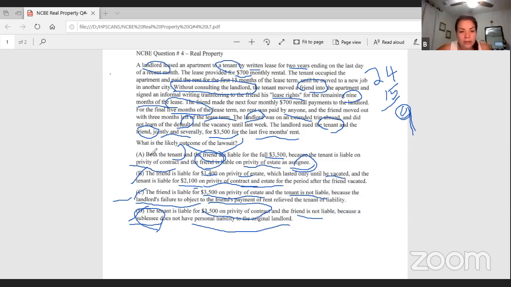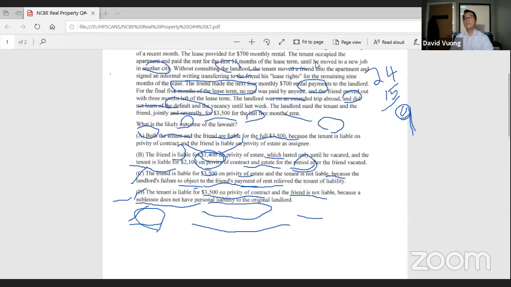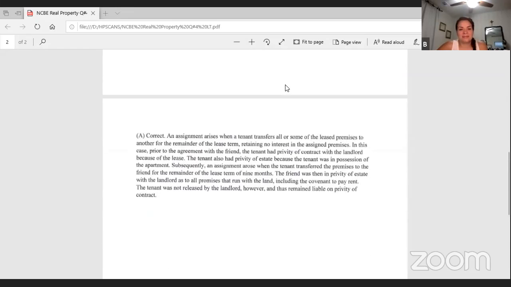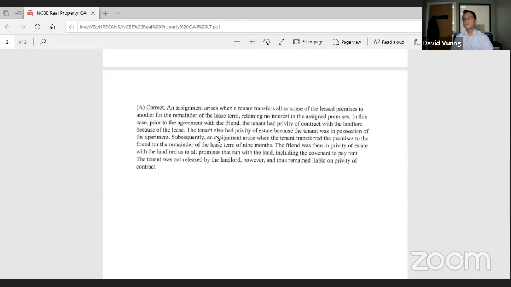Do you want me to read it again? Yes. A, both the tenant and the friend are liable for the full $3,500 because the tenant is liable on privity of contract and the friend is liable on privity of estate as assignee. See it? Makes sense? Yes. Now here we go. Let me clear. Let's go back to the answer. Oh, I have to clear, otherwise I look funny. Okay. Now look at the answer. Read the answer for me.